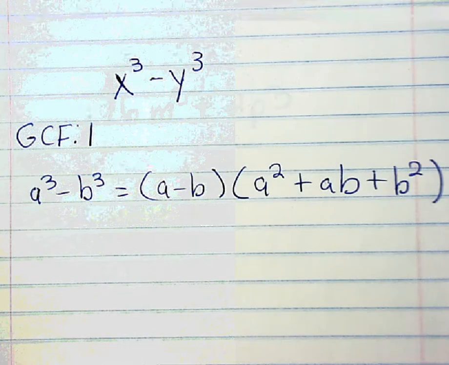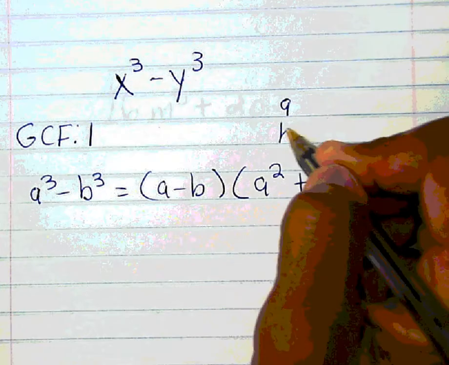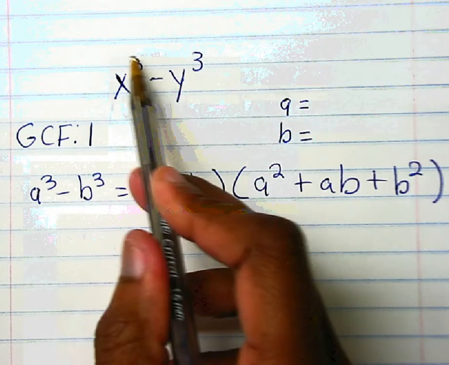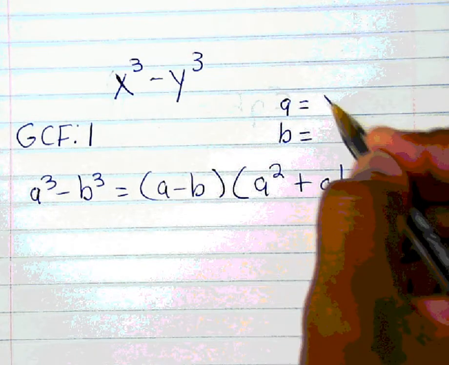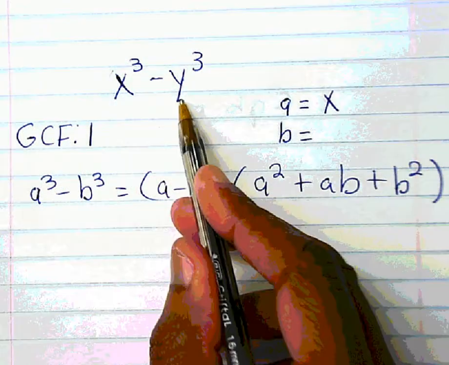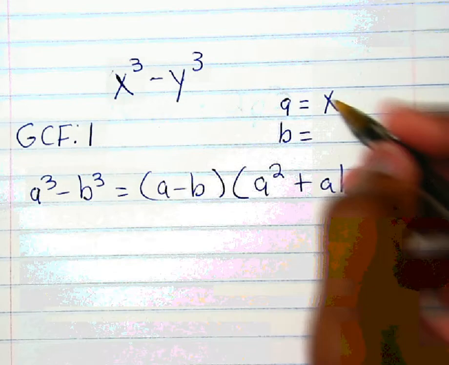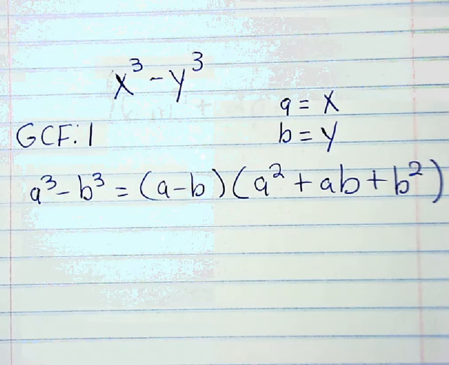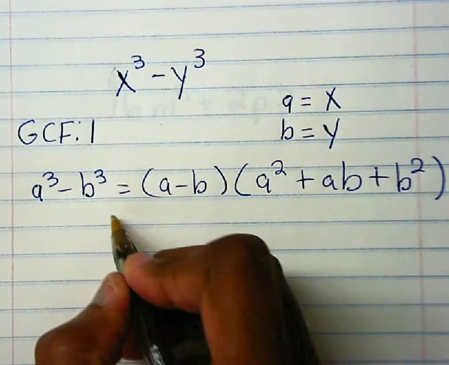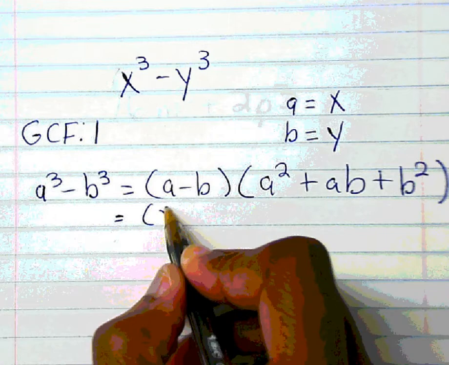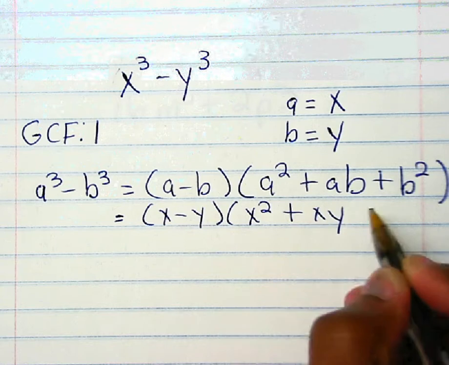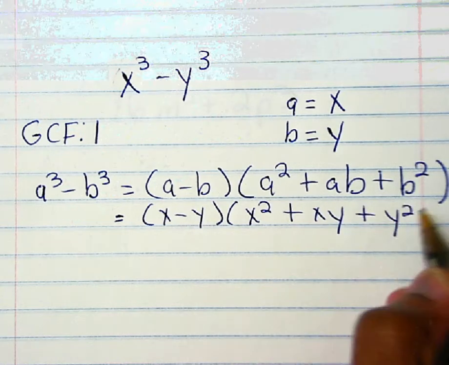Okay, in order to do that, I need to find out what a and b are. To do that, I'm going to take the cube root of x cubed, which is going to be a, and the cube root of x cubed is x. I'm going to take the cube root of y cubed, and the cube root of y cubed is y. And in my pattern, everywhere I have an a, I'll put an x, and everywhere I have a b, I'll put a y. So I have x minus y times x squared plus xy plus y squared. And that's my final answer.